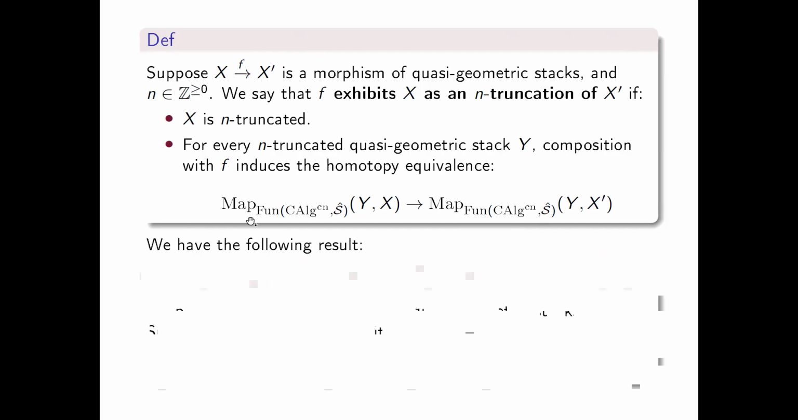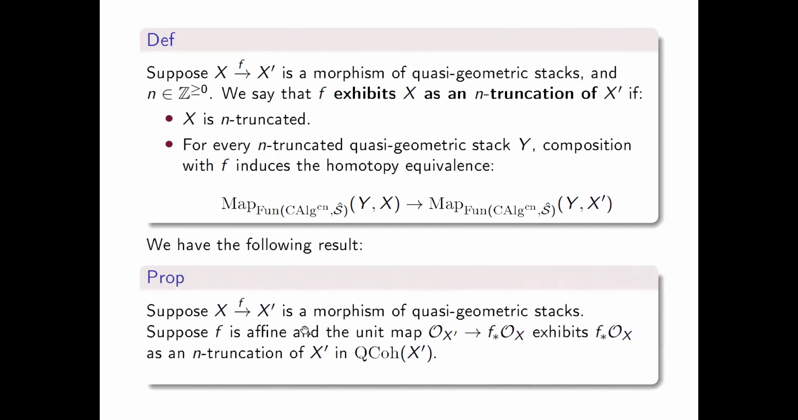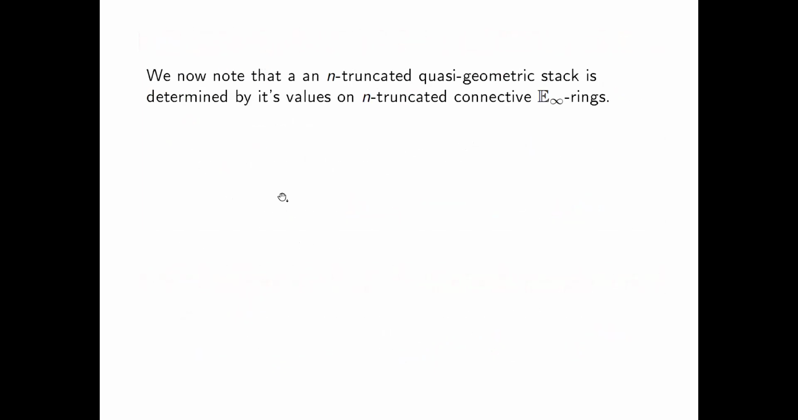Okay, and now we have the following result. If you start off with a morphism of quasi-geometric stacks from X to X dash, with the morphism F being affine and the unit map from O_X dash to F lower star O_X exhibiting this F lower star O_X as an n truncation of X dash, then this map F exhibits X as an n truncation of X dash. This is just a characterization. We'll now see that.